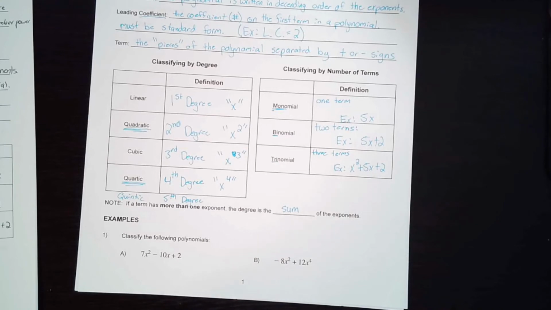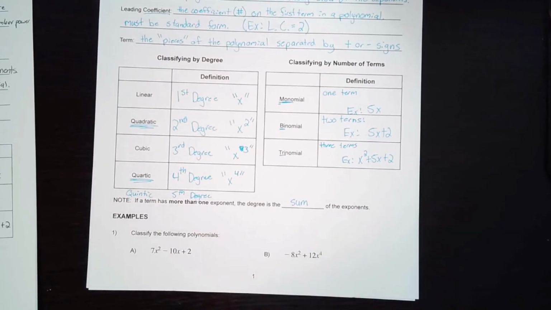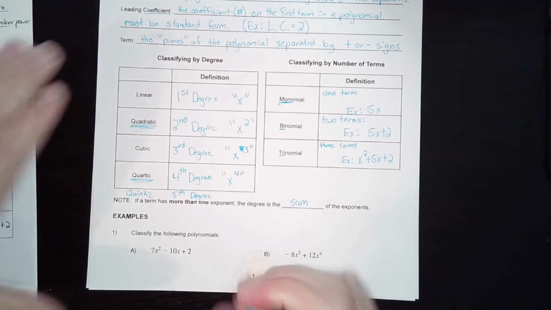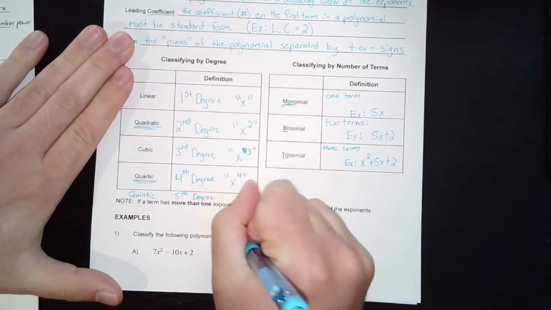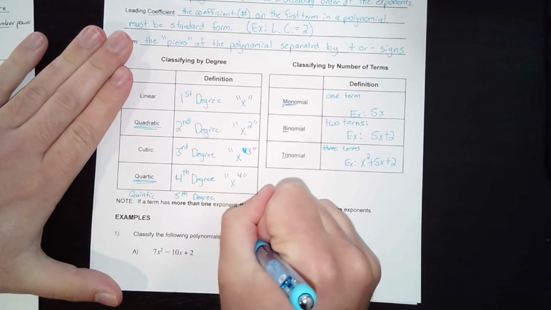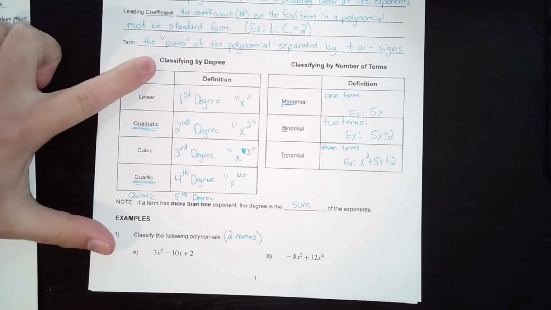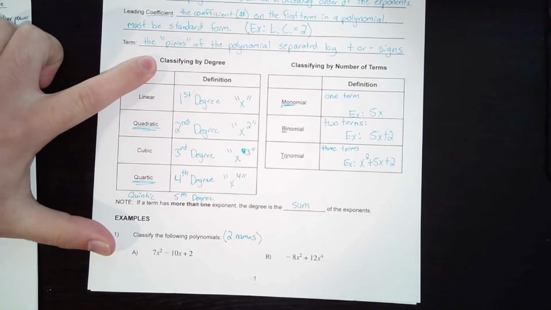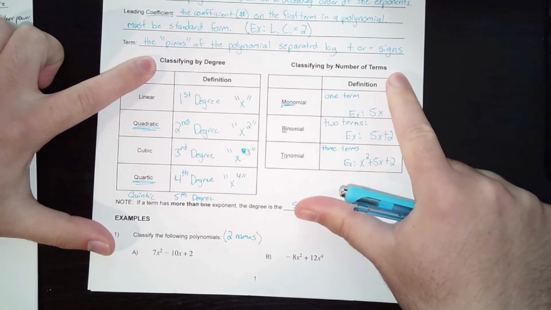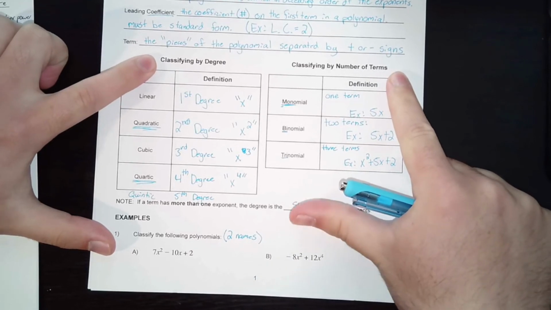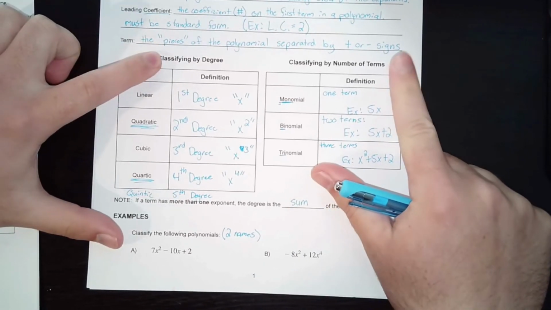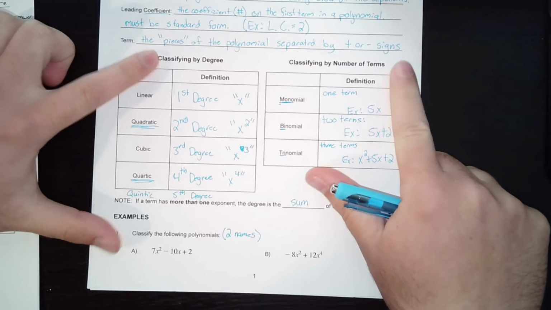Okay, let's start with example 1 though. I need to classify these polynomials. Now when we do this, they all get two names. Okay? The first name is based on their degree, classifying by degree. Their second name is going to come from the number of terms. If it's helpful, you can think of this like a person with a first name and a last name. Okay? Every polynomial needs both.